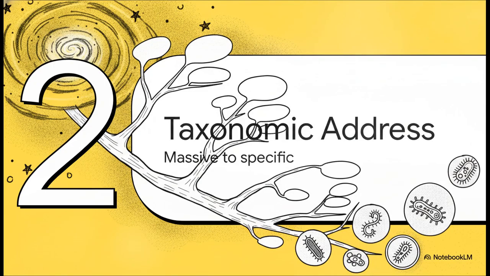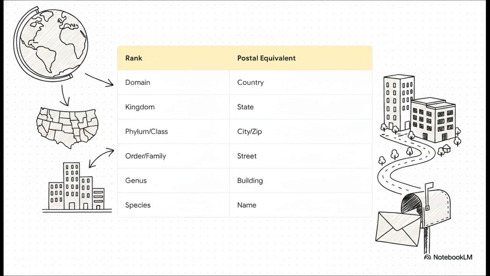Moving on to Section 2, the taxonomic mailing address. Going from the massive evolutionary scale right down to the hyper-specific clinical level, let's see how this classification builds systematically, using an analogy I think we're all pretty familiar with. It really helps to frame the entire global classification hierarchy as a giant mailing address, moving from the most expansive domain all the way down to the exact species.